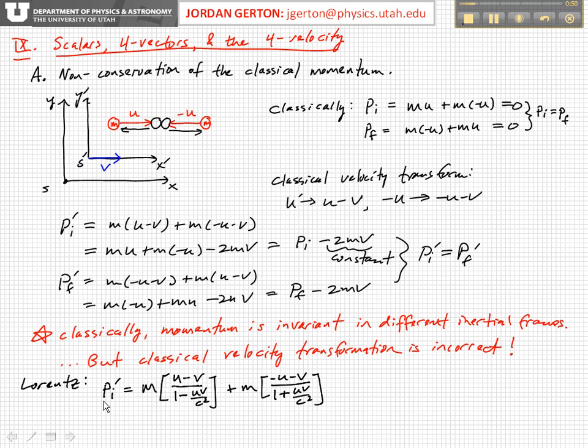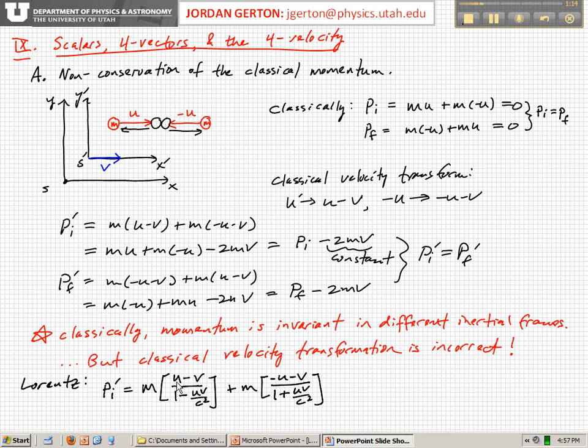Okay, so now I've written down the new initial momentum for the two particles, the one that was right moving in the unboosted frame, the S frame, and the one that was left moving in the S frame, where now you see that we have the correct Lorentz transformed velocity. So the one that was right moving in the S frame is now u minus v divided by 1 minus uv over c squared. If you go back to the notes where we did the Lorentz velocity transformation, you'll see that's correct. And the one that was left moving in the S frame is now minus u minus v divided by 1 plus uv over c squared.